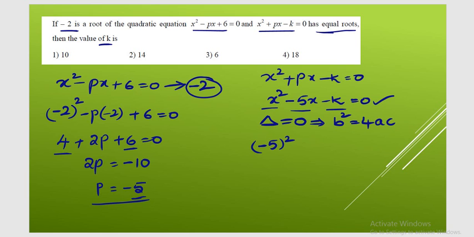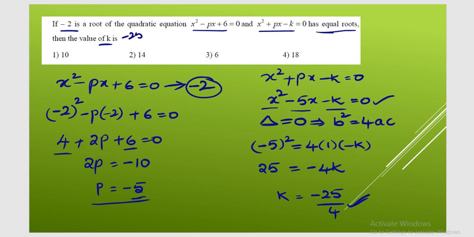Minus 5 whole square is equal to 4 times a is 1, c is minus k. So from this, 5 square is nothing but 25 is equal to minus 4 times k. So from this, k is equal to minus 25 by 4, right? So for this particular question, the value of k is minus 25 by 4.